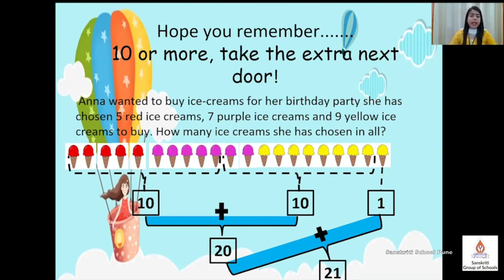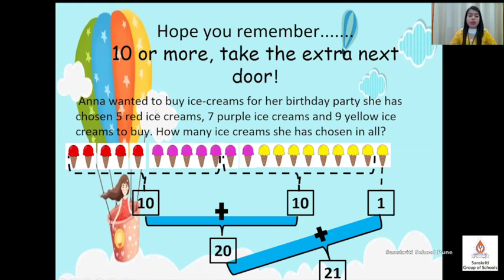We will read the example. I want you all to pay attention. Anna wanted to buy ice creams for her birthday party. She has chosen 5 red ice creams, 7 purple ice creams, and 9 yellow ice creams to buy. How many ice creams has she chosen in all?